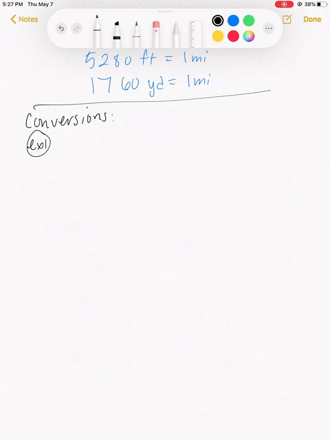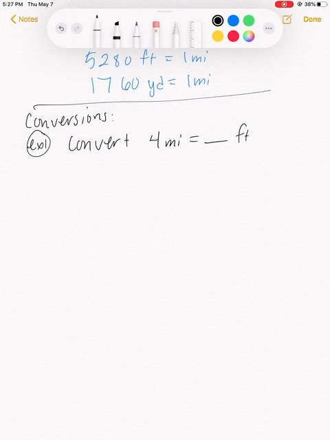My first example will be to convert 4 miles equals a certain number of feet. Conversions can be done in a lot of ways, but I'm going to do one way, the way I think is easier for me. Whatever way you like to do them is okay. I use conversion factors, and I like this way because it will help when we convert with area and volume later on, and I only have to memorize one set of conversions.